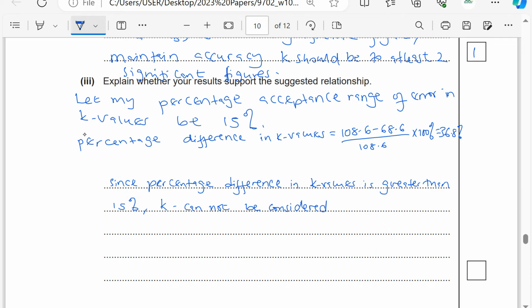k cannot be considered constant, and the relationship is not supported. So since the percentage difference in k value is greater than 15%, we cannot consider k to be constant, so the relationship is not supported.